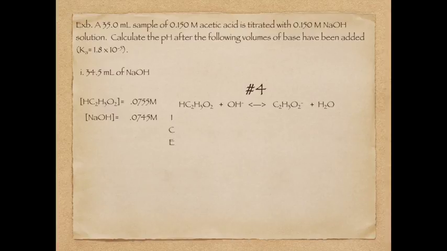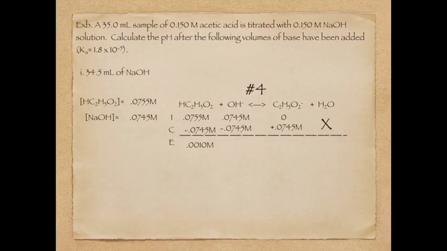Okay, I'm going to ice this really quickly. I know my concentration of acetic acid is 0.0755. My concentration of hydroxide is 0.0745. 0 for acetate, and I don't care about water. So the amount that the concentration is going to change by is 0.0745, because that's all the hydroxide that I have that can react. So I'm going to subtract 0.0745 here, subtract 0.0745 here, and then add 0.0745 here. And so what I end up getting is that concentration for my acid and that concentration for my conjugate base.